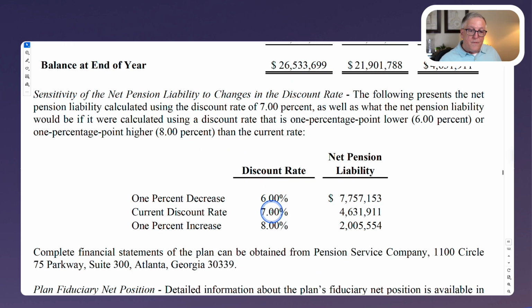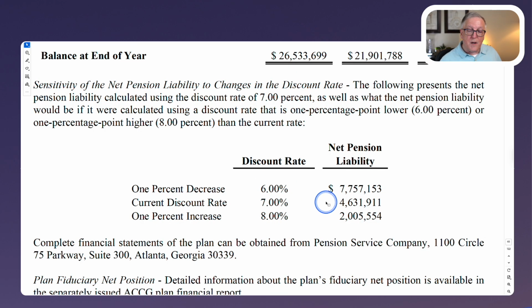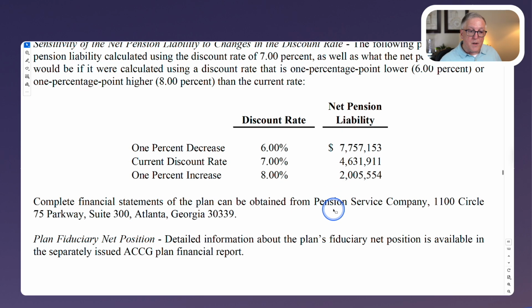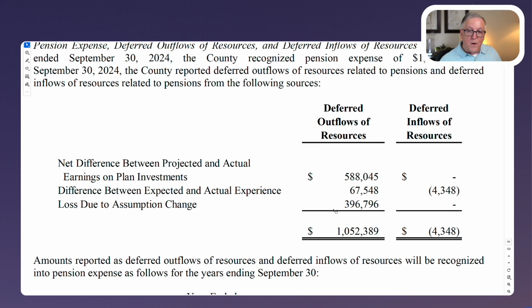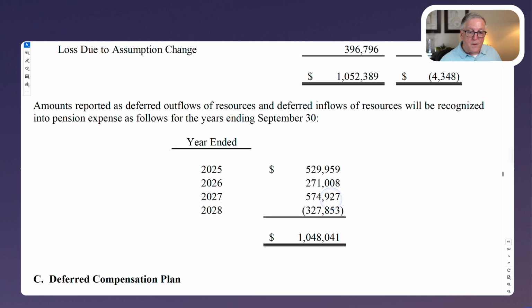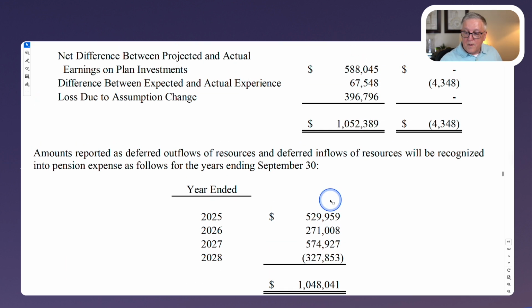So if the current discount rate is 7% and it dropped to 6%, then the liability is going up. If it went up a percent, then the liability is going down. So that gives you some idea of how the discount rate change would impact the net pension liability. And then we have the deferred outflows and deferred inflows. So let's go back to the financials.